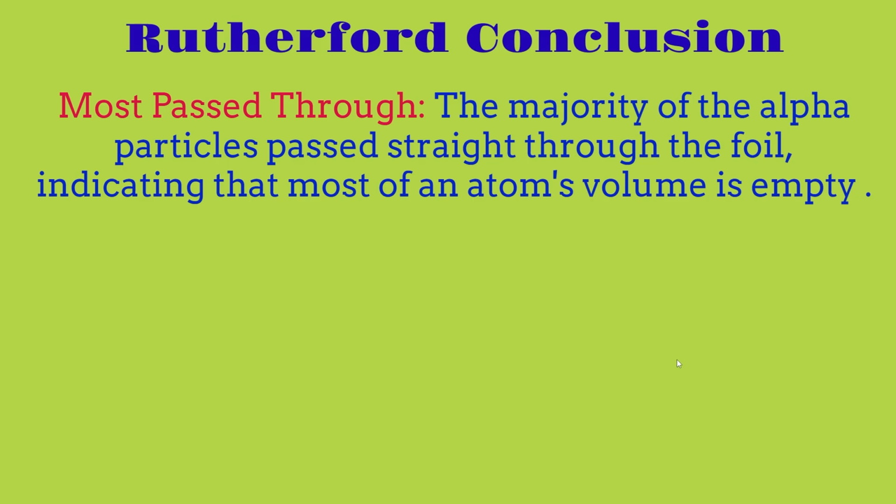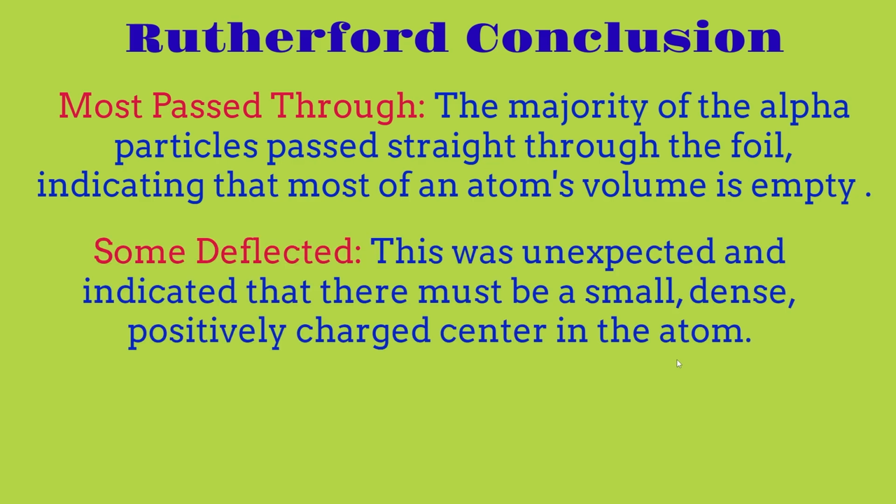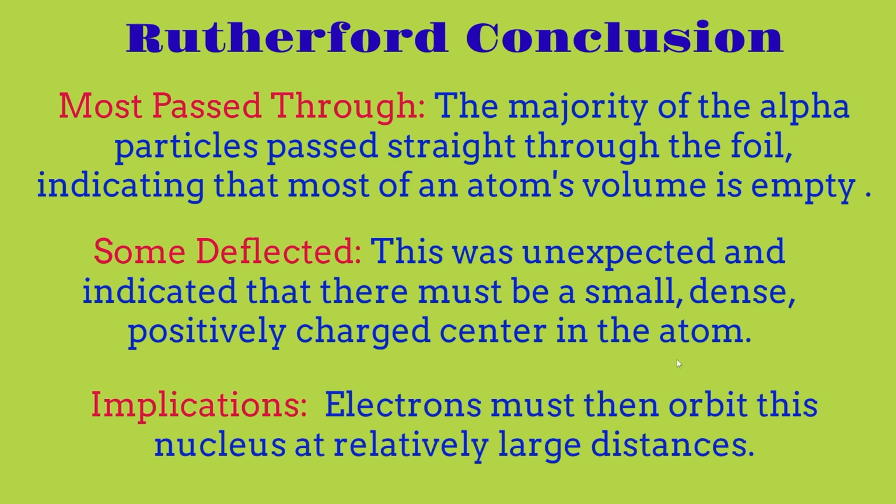So now we're going to go over a conclusion for Rutherford. Most passed through. So inside of his test, most of the beam passed through. The majority of the alpha particles passed straight through the foil, indicating that most of the atom's volume is empty. And some deflected, and this was unexpected and also indicated that there must be something small, dense, and also positively charged at the center of an atom. And the implication was that electrons must then orbit this nucleus at relatively large distances. So this concludes everything that Rutherford did to help with the theory of atoms.